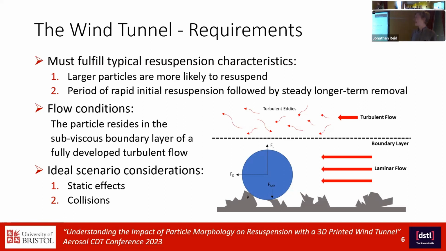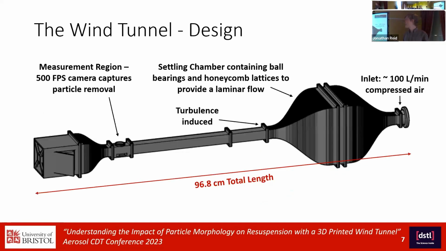So we actually get this image on the right-hand side. There are a few other things to make sure you have an ideal scenario, like there are no static effects coming in, there are no collisions, and things like that. So this is a wind tunnel. It's a fairly standard looking wind tunnel, so I'm not going to go through it in too much detail, but we have air coming in here. This is all 3D printed, and it's about 1 meter in length.